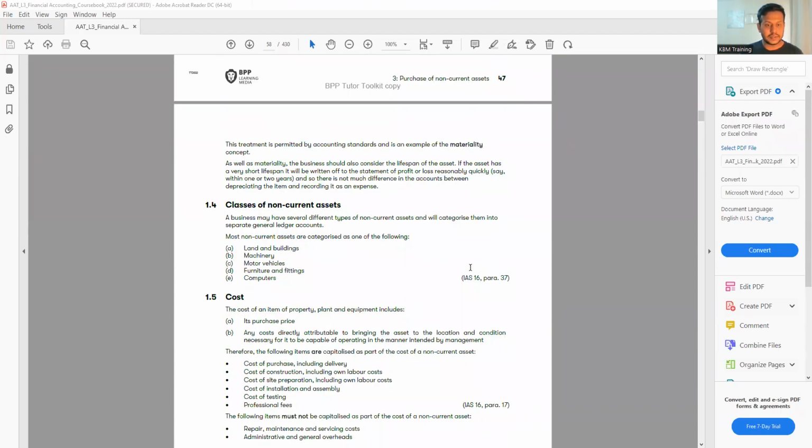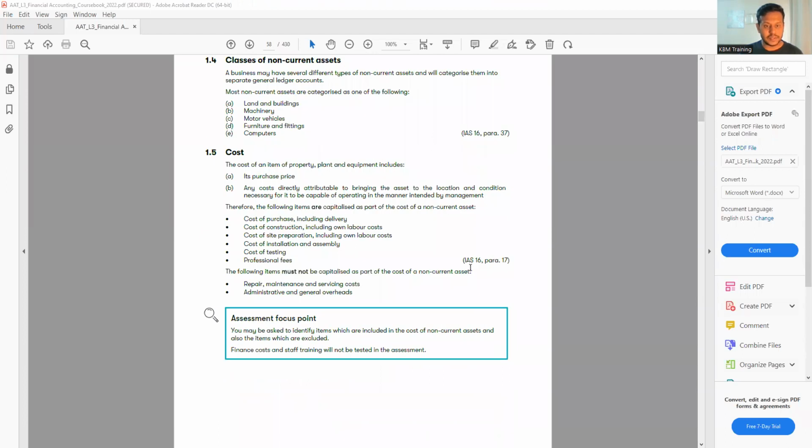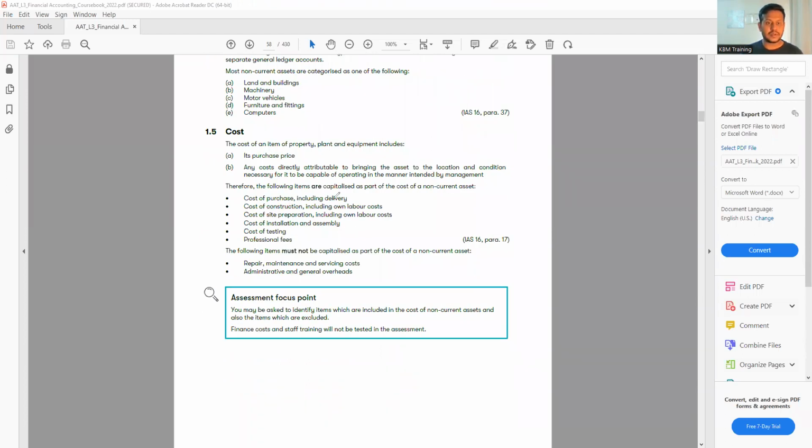And we have the classes of non-current asset. We know this one, the cost. Let's quickly have a look at what sort of cost we can include as a part of the cost. So you can see here the cost of an item of property, plant and equipment includes the purchase cost. So if you buy property, plant and equipment, the purchase cost will be the cost. Then any cost directly attributable to bringing the asset to the location and condition necessary for it to be capable of operating in the manner intended by the management. So this is kind of the definition of the cost.